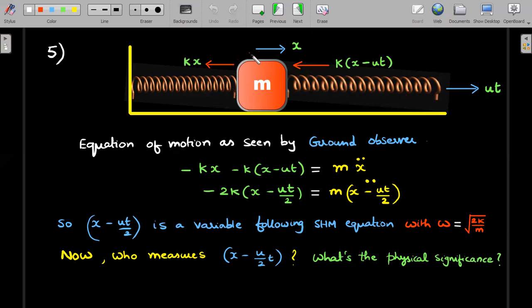Now imagine the block itself on its own moves towards the right with a displacement of x. So if this is x and this is ut, this spring will get compressed by x minus ut. And in turn, it will push this block in the leftward direction with k into x minus ut. A quite simple understanding. And since this block moves towards the right with x, the expansion in the spring will be equal to kx.